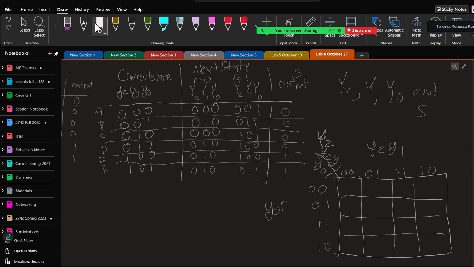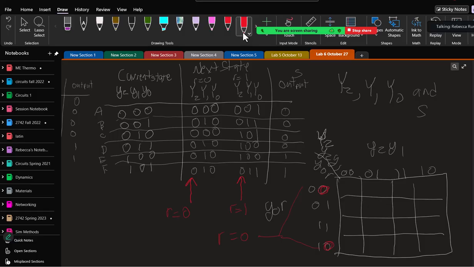So I'm looking at this column and this column. The first column is when r equals 0, and the second column is when r equals 1. So these are the rows where r equals 0. So this row and this row is where r equals 0. And notice when r equals 0, y2 is always 0.